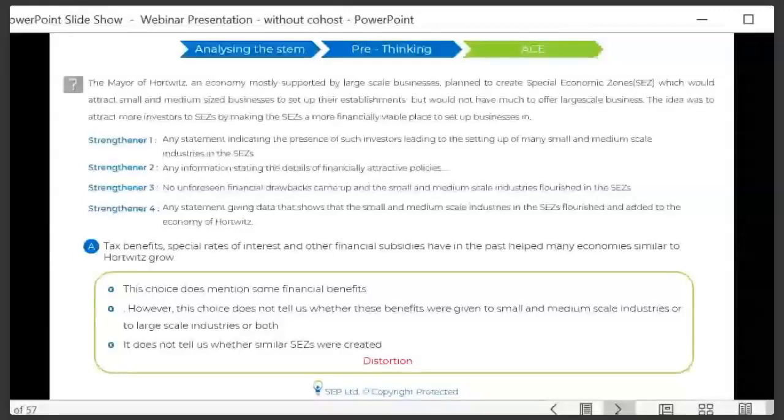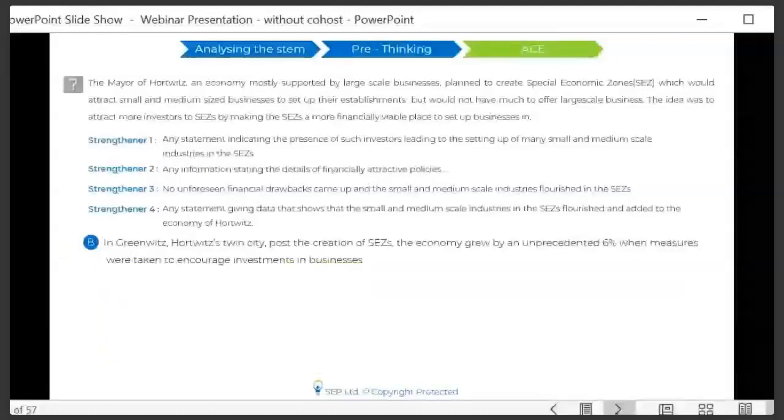Let us now move to choice B. Since 50% of the class chose choice B, let us see whether it is correct or not. Choice B says, in Greenwich, that is Hotwits' twin city. So when we say twin city, the implication is it is similar to Hotwits in all respects.